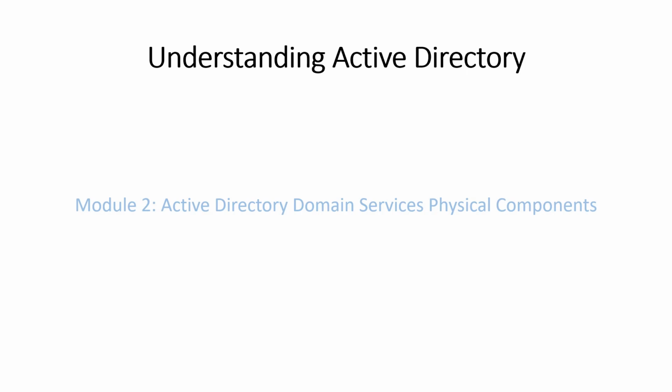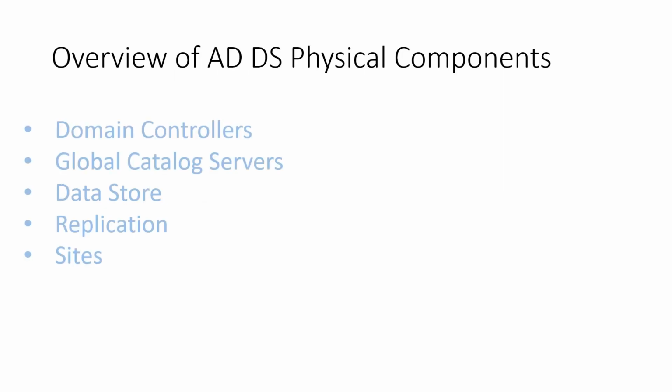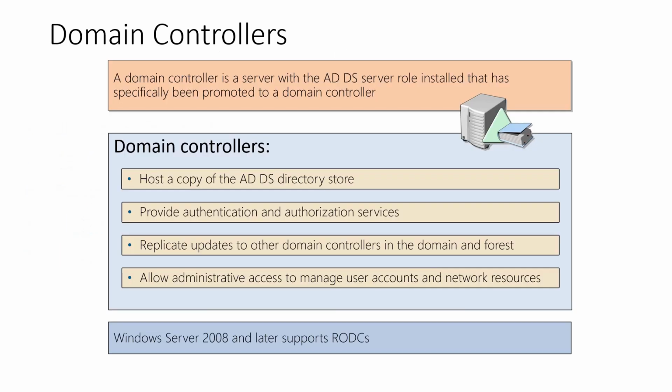Hello everyone. In the Active Directory series part 1 we had discussed the overview of Active Directory Domain Services. In this part of the Active Directory Domain Services tutorial we will be discussing Active Directory Domain Services physical components, that are domain controllers, global catalog servers, data store, applications and sites.